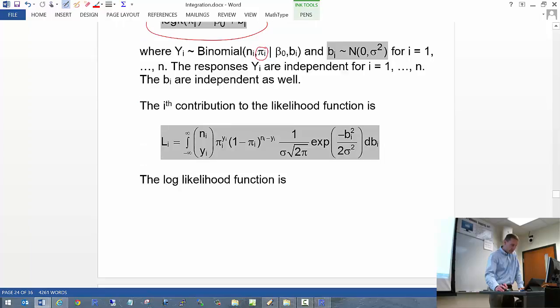So what would be the ith contribution to the likelihood function? This is where I have my binomial distribution. You could say, for example, this would be f of y given b, and then this would be f of b for my random effect. So in here is my joint distribution for y and b.